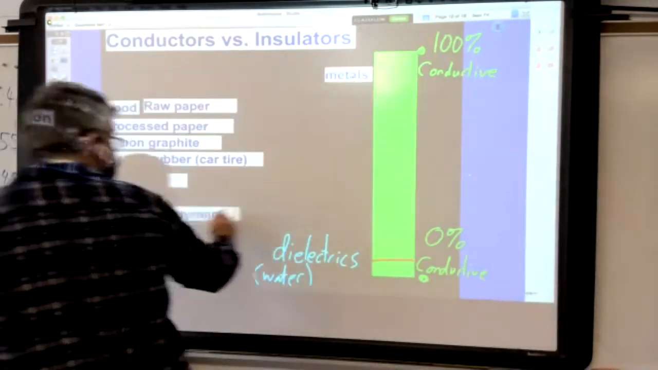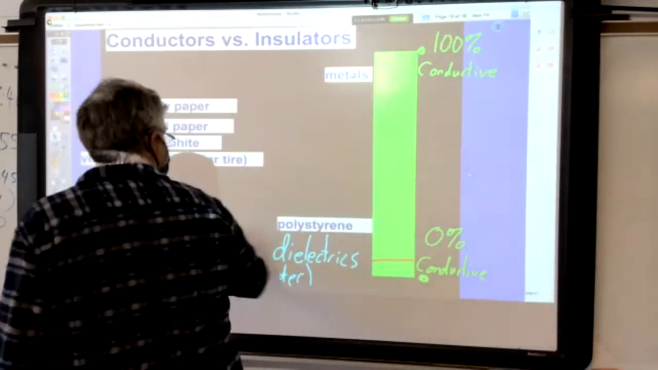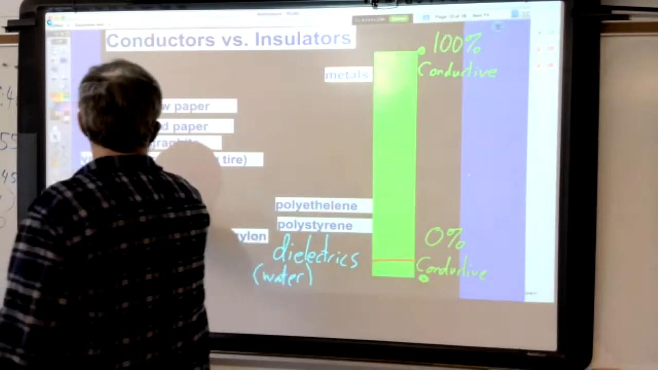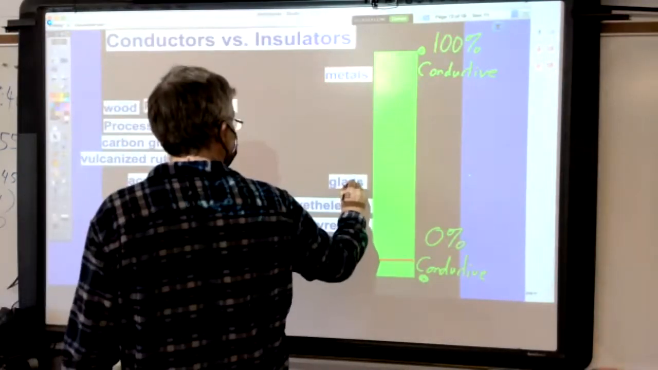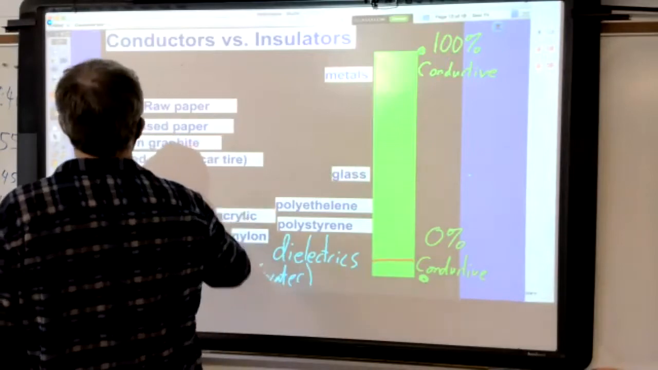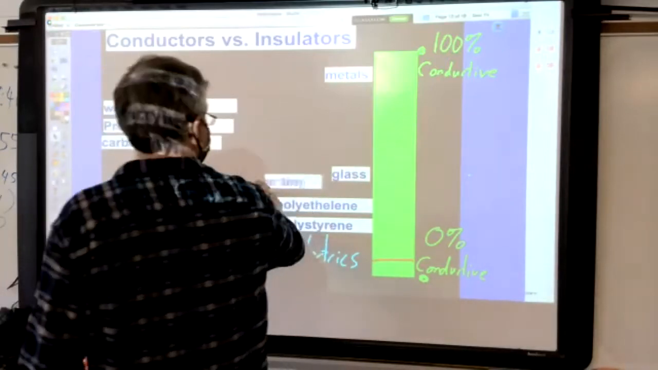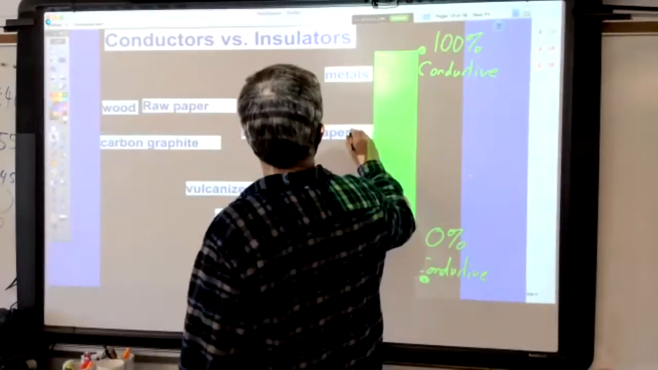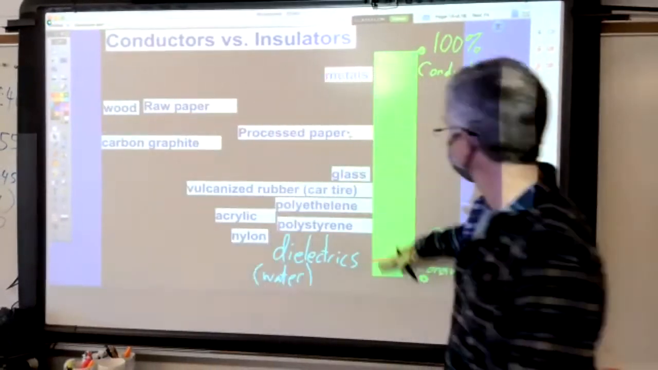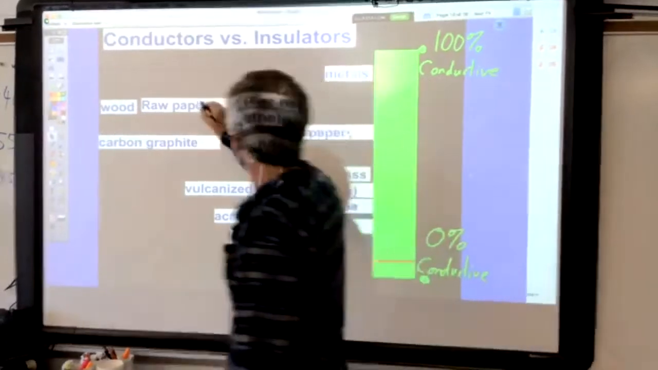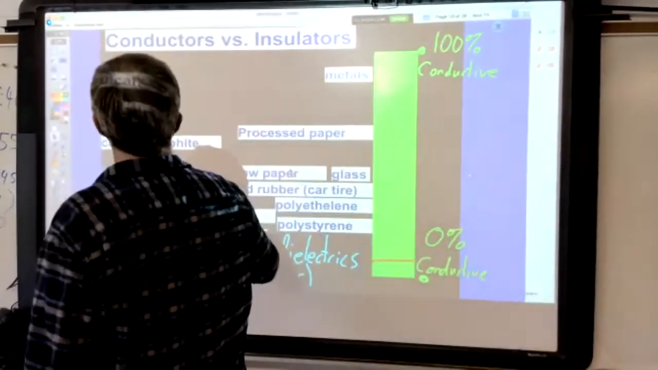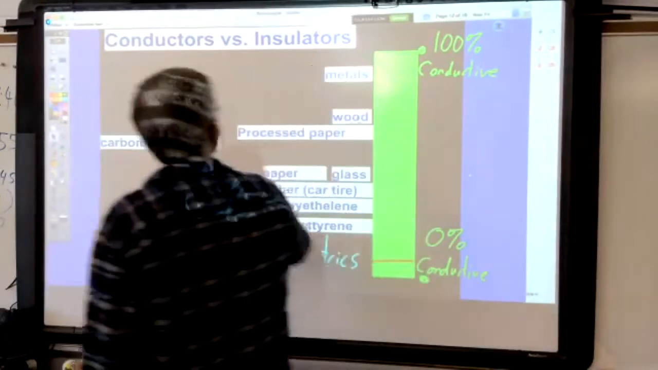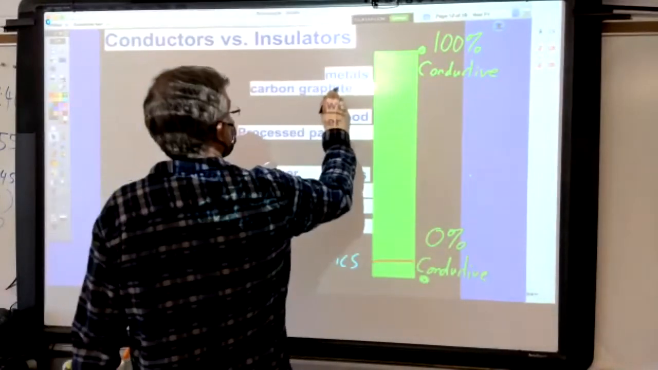The plastics such as polystyrene, polyethylene, nylon, one of the better ones, glass, acrylic down here, vulcanized rubber. Processed paper is not a good insulator. It's more on the conducting side of things. Raw paper is closer down here. Wood is nearly a conductor. And carbon graphite is right up there with metals.